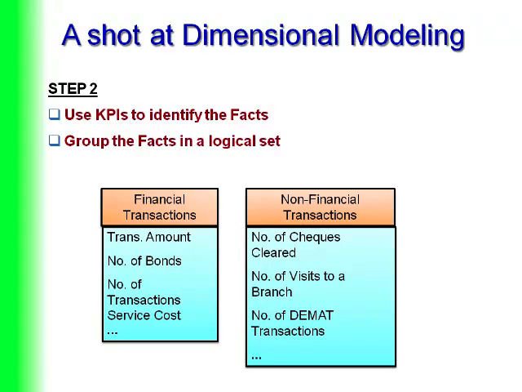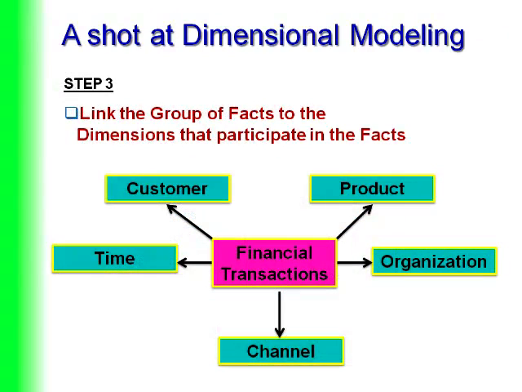Here there are two different logical sets based on the facts, KPIs. One set of facts is called financial transactions and another group of facts is called non-financial transactions. Then step 3, link the group of facts to the dimensions that participate in the facts. For example, what are all the related subjects that are required to measure these KPIs as facts in the financial transactions are linked here. For example, product, organization, channel, time, and customer. They are all linked here.